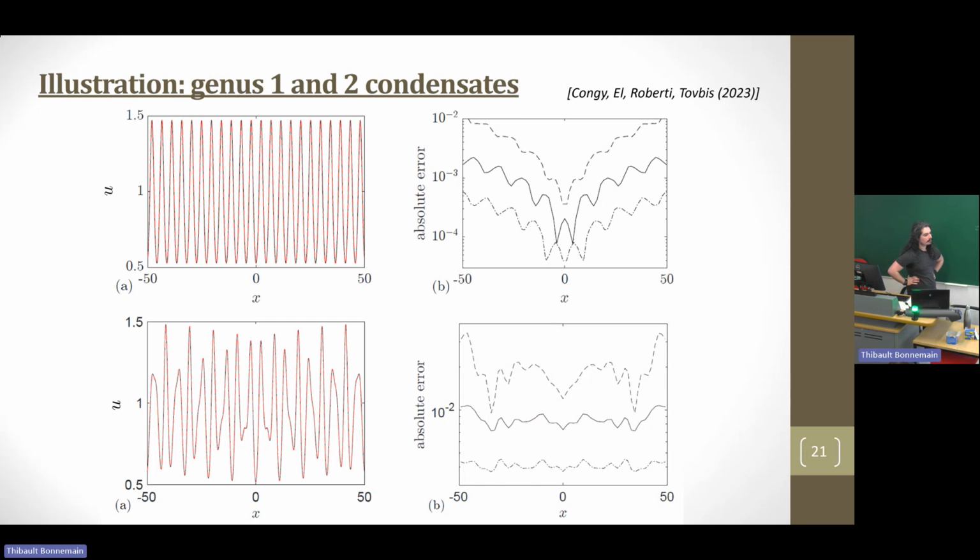So it's a cnoidal wave on the background? No, it's just a cnoidal wave. Yeah. It's just a cnoidal wave. That's fine.